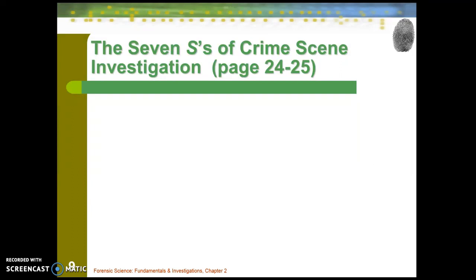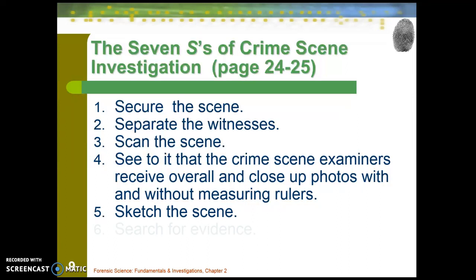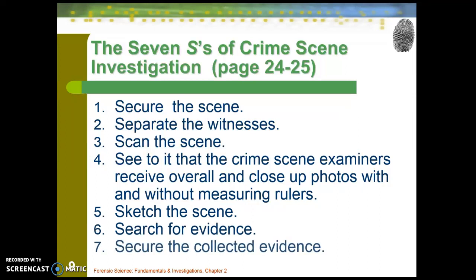7 S's of a crime scene investigation. This can be found on page 24 and 25. Okay, you want to secure the scene, separate the witnesses. We don't want them to be sharing stories with one another. Remember what we learned about eyewitness testimony, how your brain fills in the gaps? We don't want those gaps to be filled in with other people's ideas.